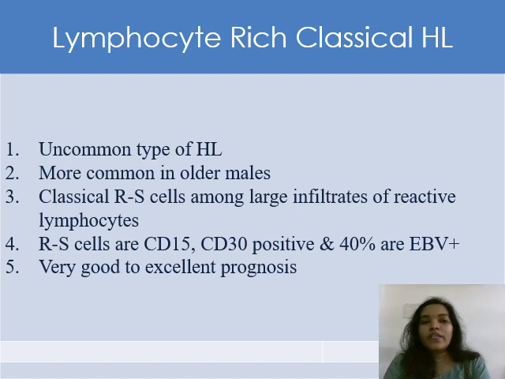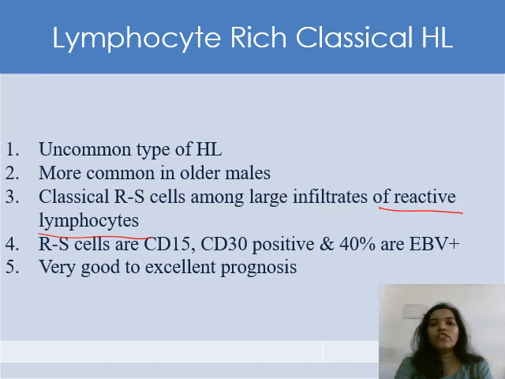Coming to the next one, it is the lymphocyte-rich classical Hodgkin's lymphoma, which is uncommon, and it is also more commonly seen in older males. This also contains classical RS cells with large infiltrates of reactive lymphocytes. Lymphocyte-rich again tells us the background contains predominantly more and more lymphocytes.